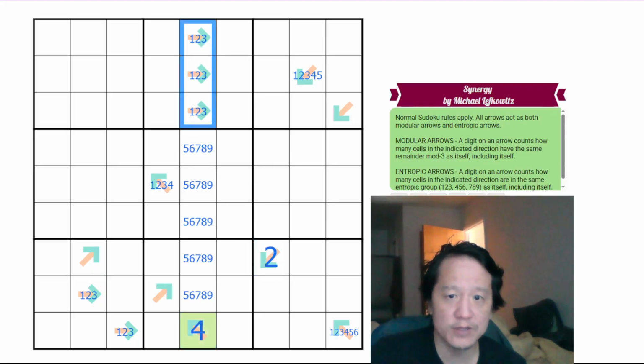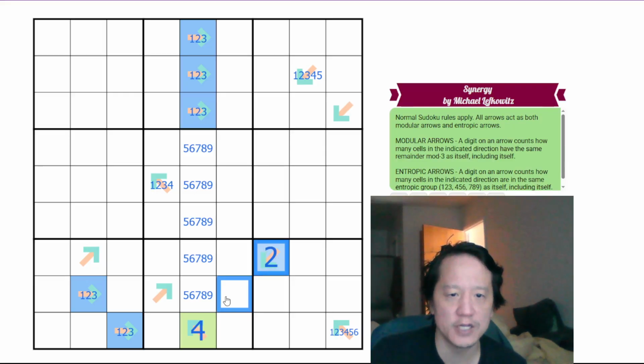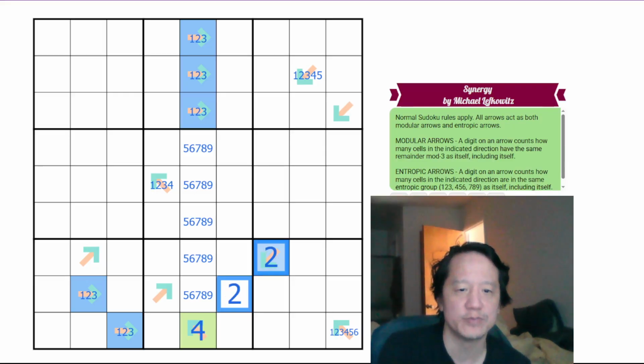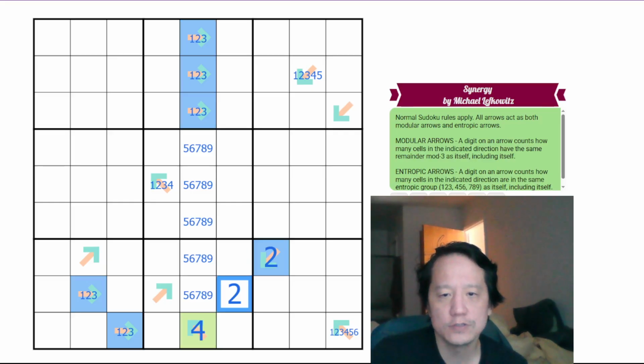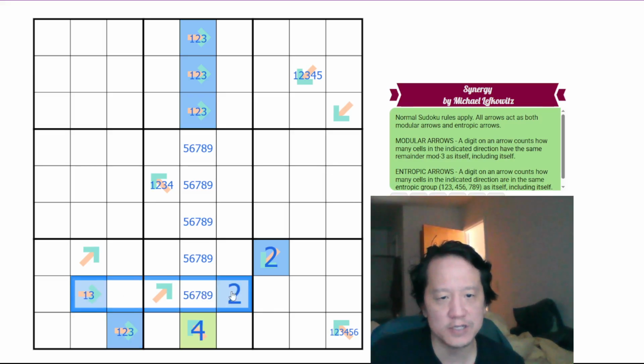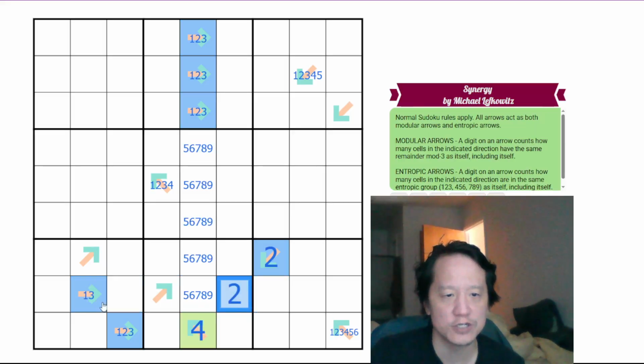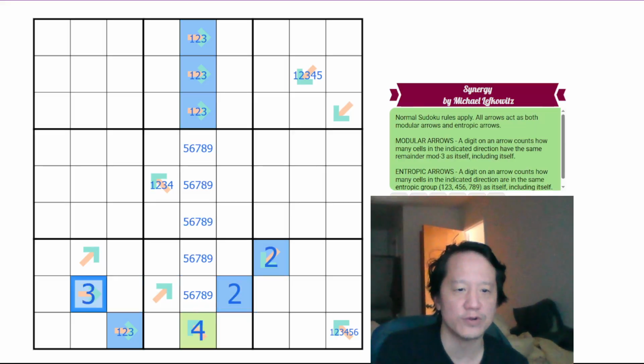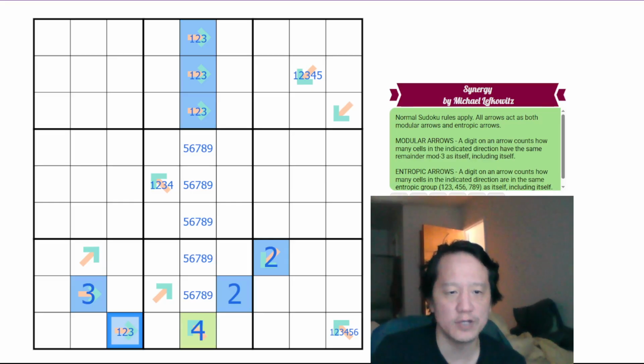So we're going to make these low, medium, and high for now. So this is low, these are low. So this must be the same modular set and same entropic set, so these are both 2. So this is low, that means this cannot be 2 here. This can't be 1 because it already sees a 2 in that direction. So this must be 3, which means this can't be 3 here.